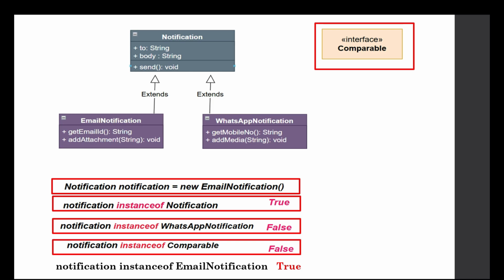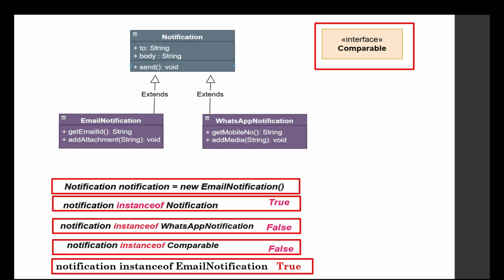Here we are checking whether this notification is an instance of Comparable. So in this case, it is going to return false, because none of these classes are implementing the Comparable interface. So suppose if the class EmailNotification implements the Comparable interface, in that case, this will return true. But in the current scenario, the EmailNotification class is not implementing the Comparable interface, so it will return false.